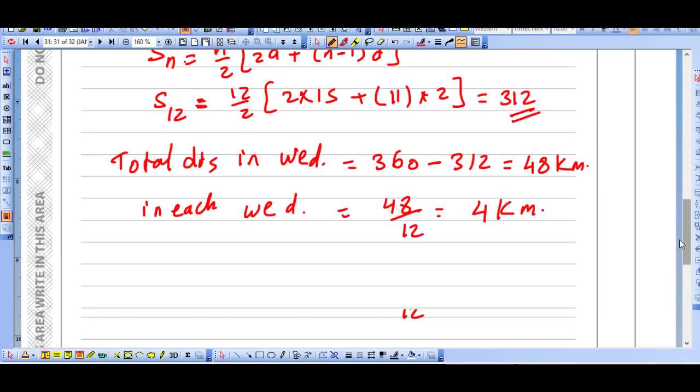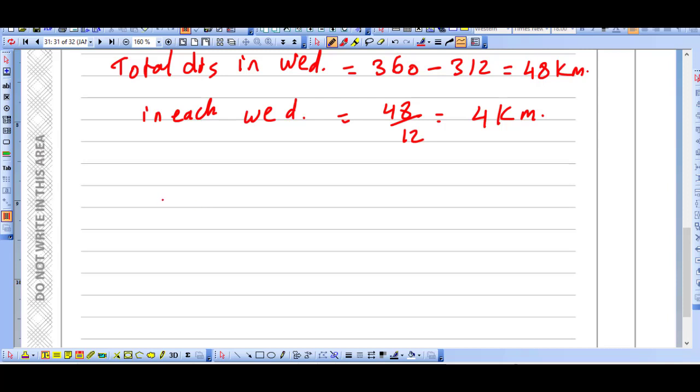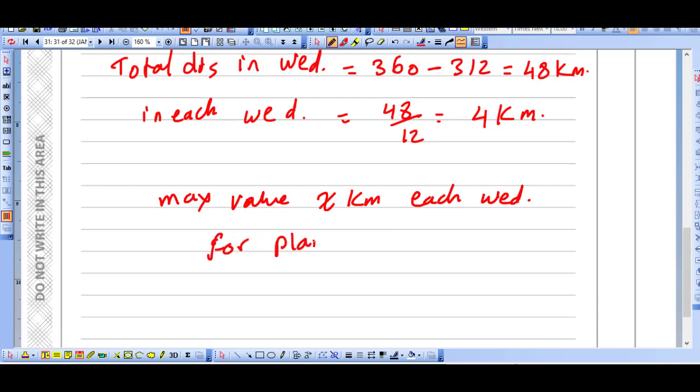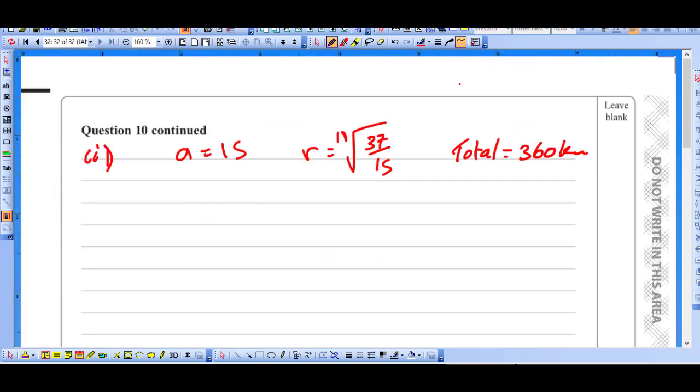So the maximum value of x kilometers each Wednesday for plan A is equal to 4 kilometers. And this is the first part of the question. The second part is plan B.